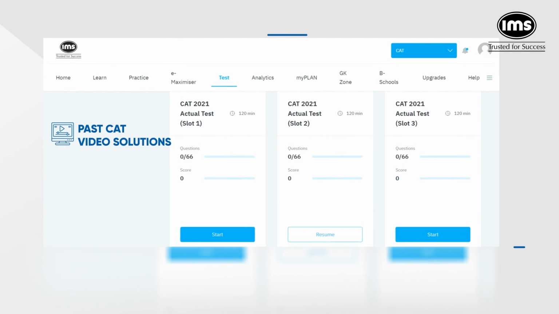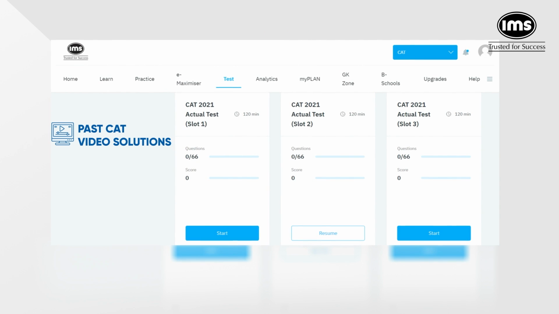In addition to these, we also have solutions to actual past tests, be it the CAT, the IIFT, the XAT, and so on. You can also go through these video solutions to understand what were the different methods that you would have come up with during the actual test.